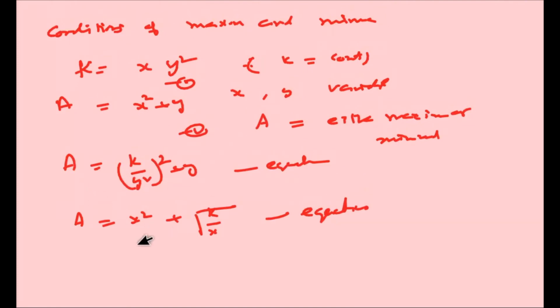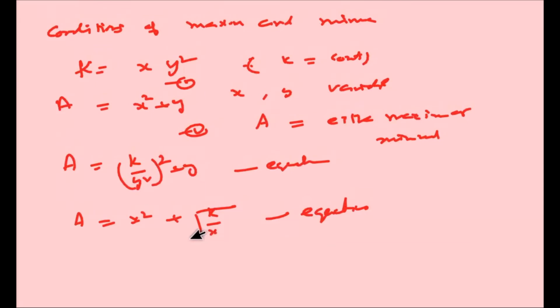So you can choose whichever equation is easier for you. If you want to take y terms, you can take y terms. If you want to take x terms, you can take x terms. Now using these equations, you find for what value of x the minimum and maximum value of a occurs, using the first derivative or higher derivative, whatever formula you want to use.